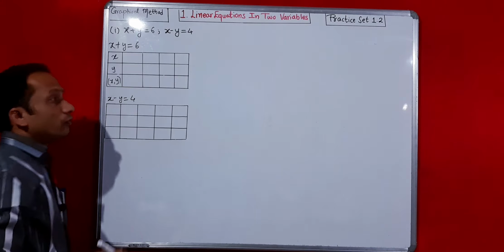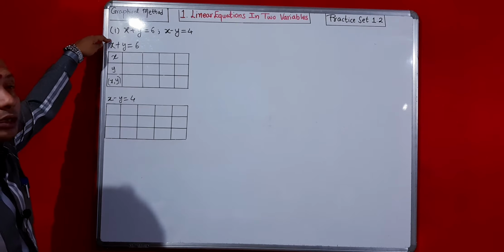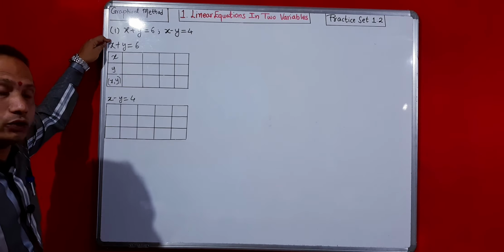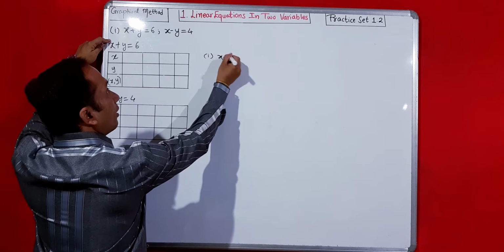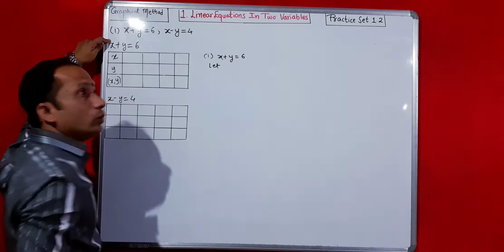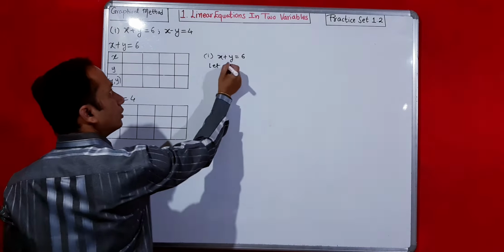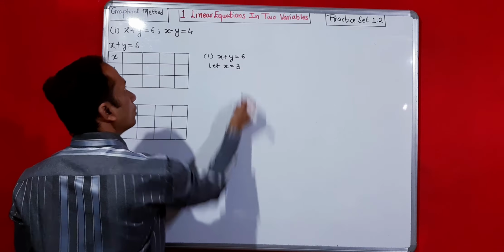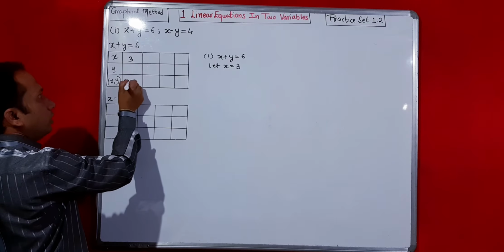Okay, so first we will solve x plus y is equal to 6. We have to consider any value for x or y to solve this. So first case, x plus y is equal to 6. Let's consider any one value. Let x is equal to 3. So now see that x we have taken 3, so 3 is the first value.